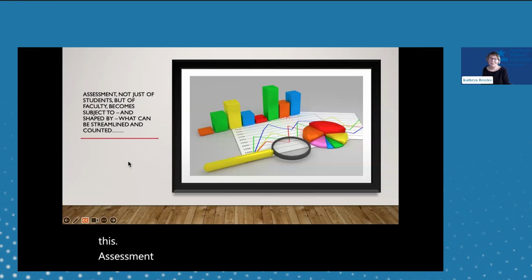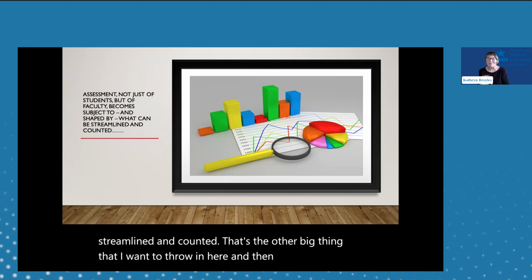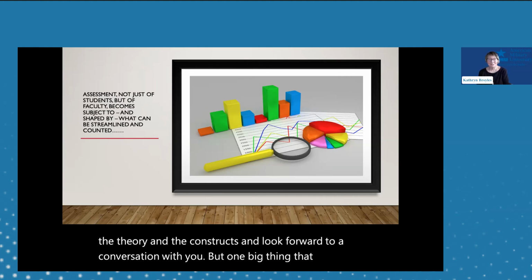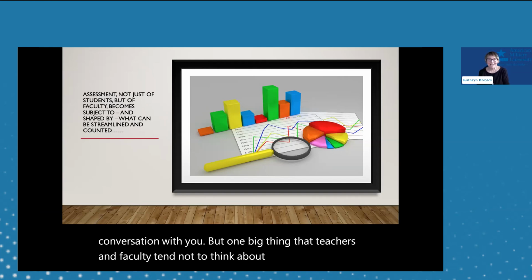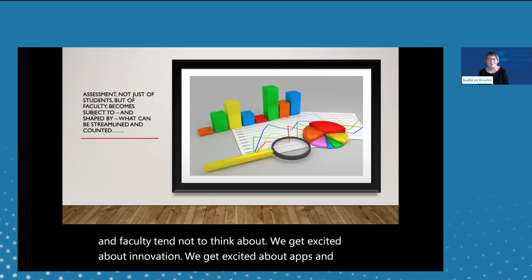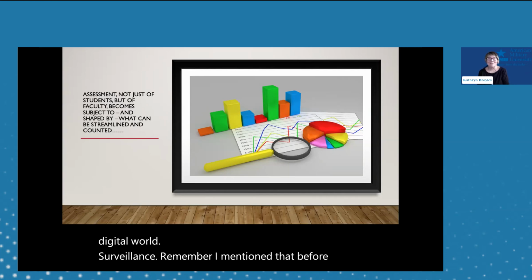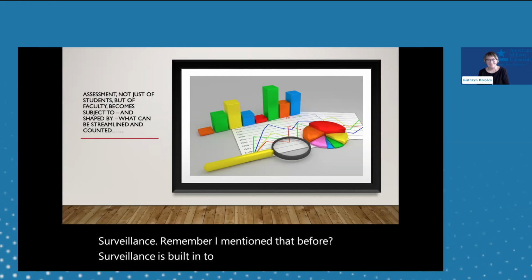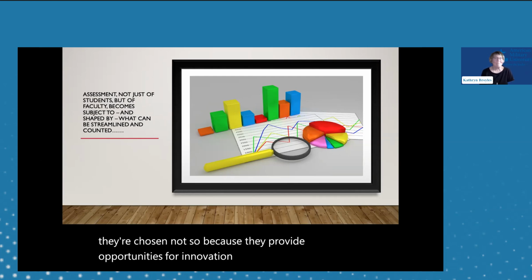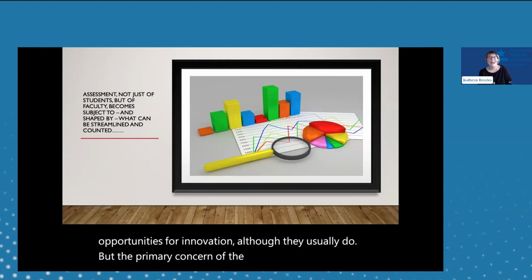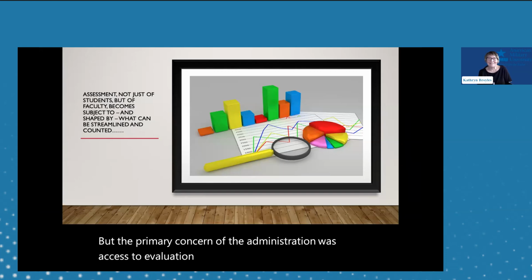Assessment, not just of students, but of faculty becomes subject to and shaped by what can be streamlined and counted. That's the other big thing that I want to throw in here. And then I will stop with the theory and the constructs and look forward to conversation with you. But one big thing that teachers and faculty tend not to think about, we get excited about innovation. We get excited about apps and ways to do new things digitally. And we forget that in the digital world, surveillance, remember I mentioned that before? Surveillance is built in to LMS systems. And sometimes they're chosen not so much because they provide opportunities for innovation, although they usually do. But the primary concern of the administration was access to evaluation and surveillance of students and of faculty.